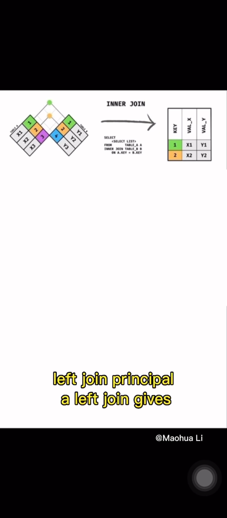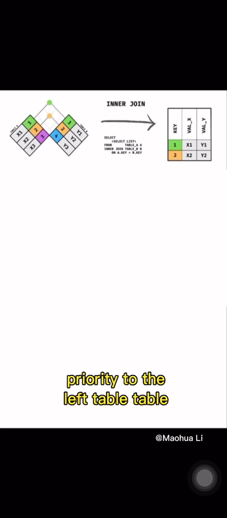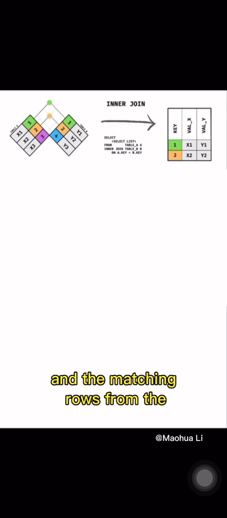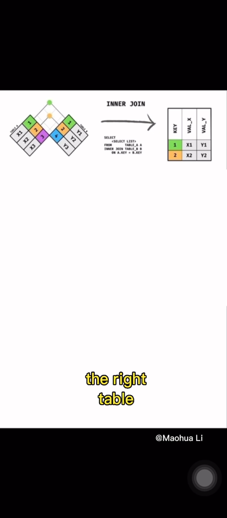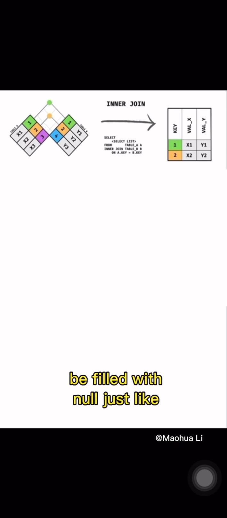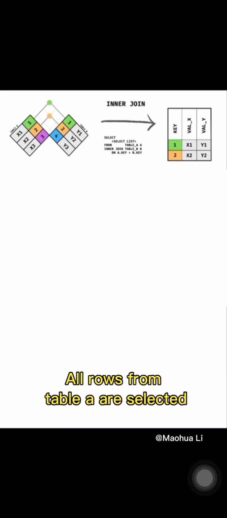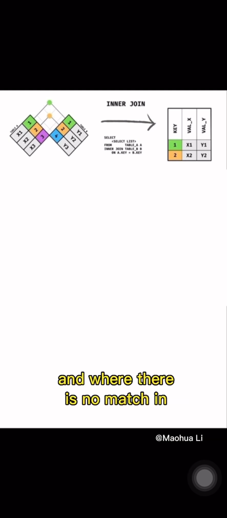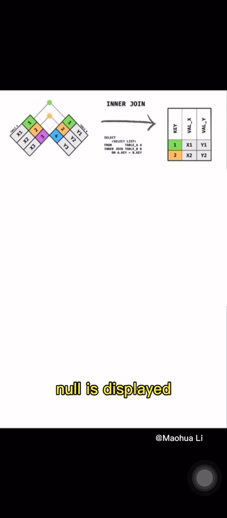Left join. Principle. A left join gives priority to the left table, Table A. It returns all rows from the left table and the matching rows from the right table based on the join key. If there is no match in the right table, the corresponding columns will be filled with null. Just like shown in the diagram, all rows from Table A are selected, and where there is no match in Table B, null is displayed.